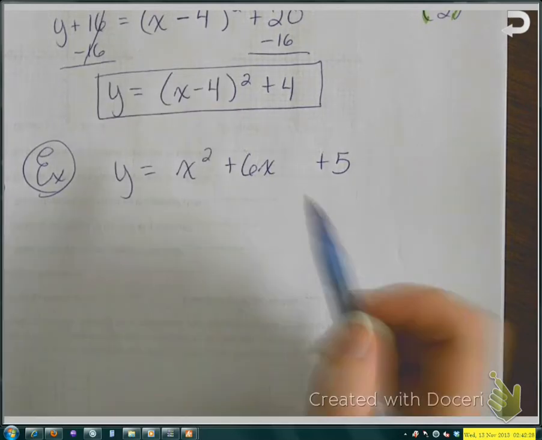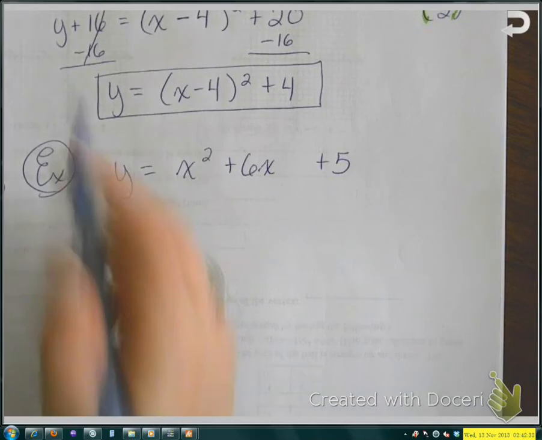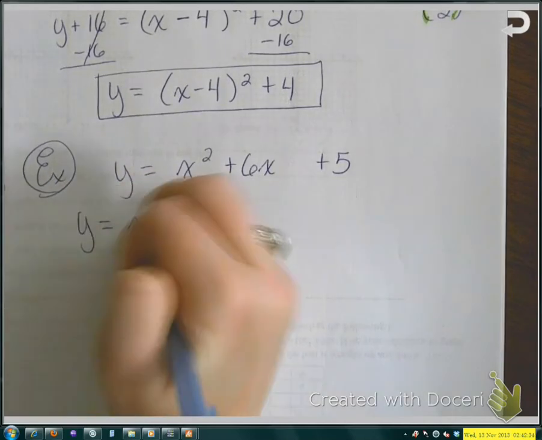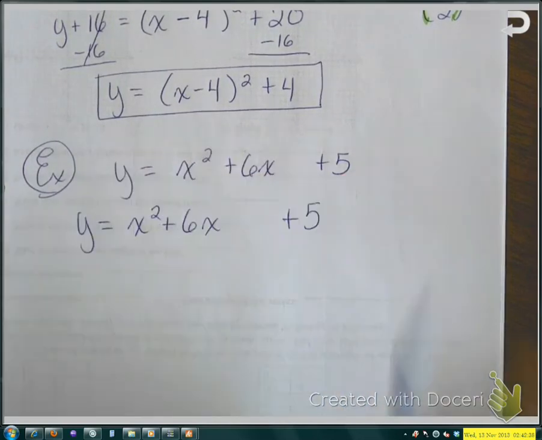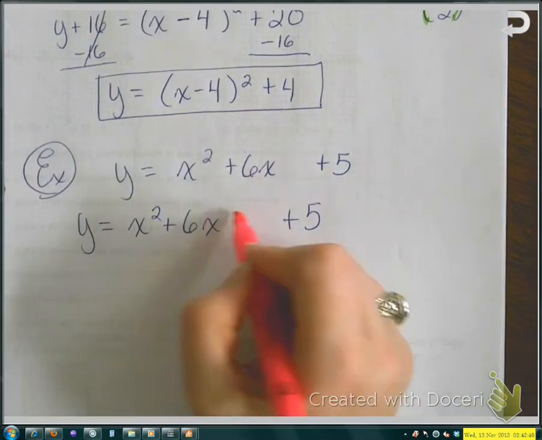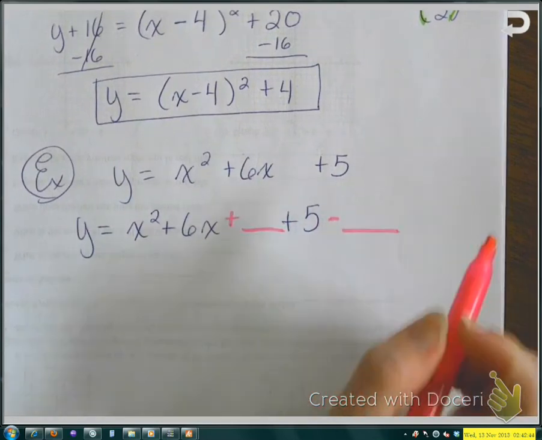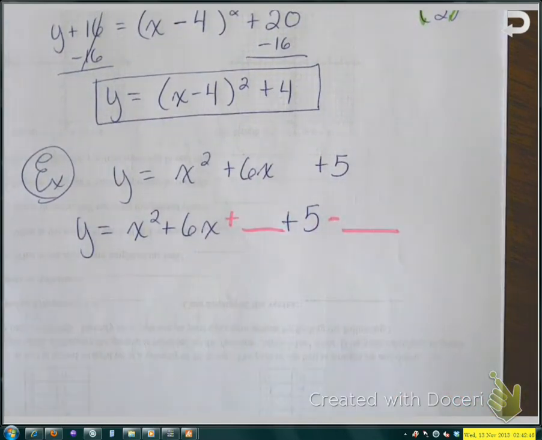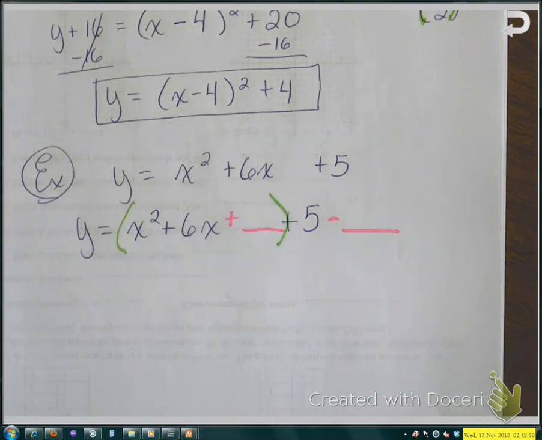Okay, so in this example, we'll just go ahead and put the blanks on the same side, just to simplify it. So we have to leave some space after the 6x. Now notice, in the previous example, we subtracted the 16 to get it over to the other side. So I'm going to subtract whatever I'm going to put in that second blank. I still want to group the first three terms together. Okay, so what goes in the blank?